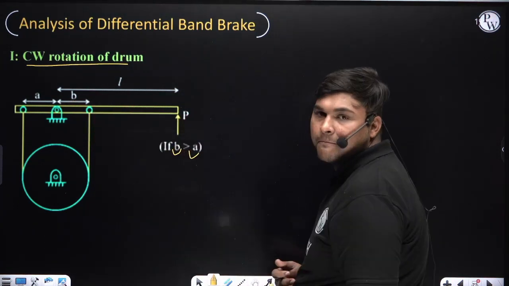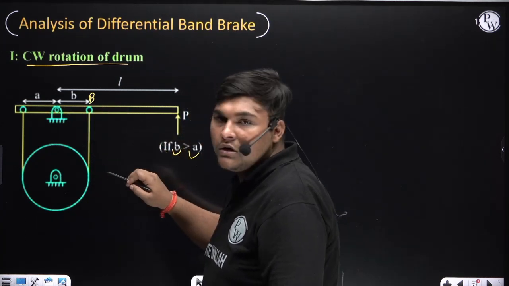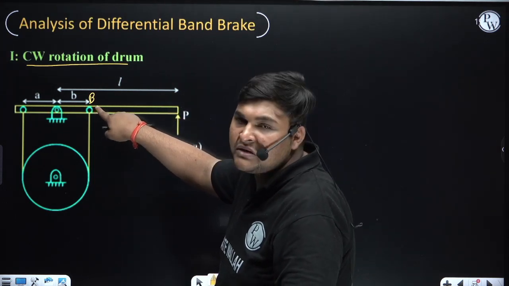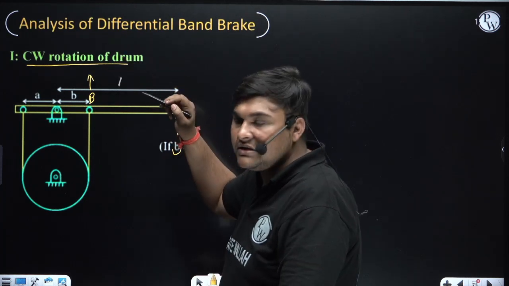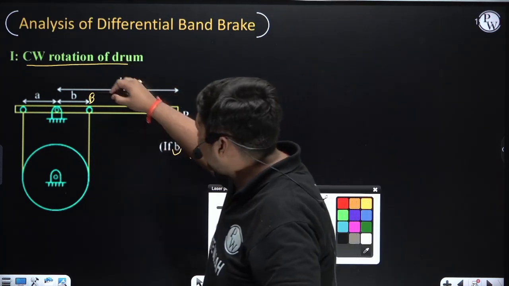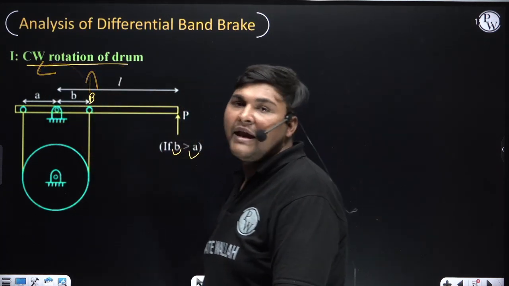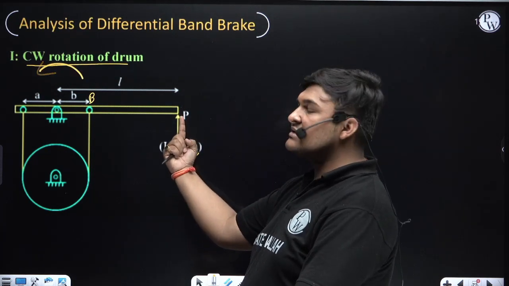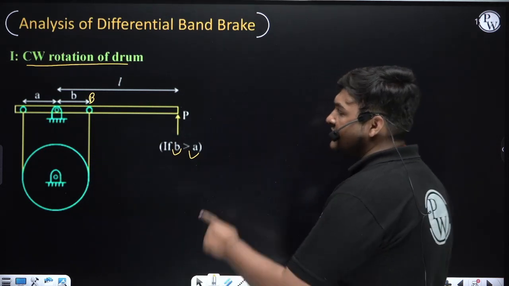Why sir? b is greater means this point's distance from the fulcrum is more. So to find the correct direction of braking effort, the motion of point B should be such that it is trying to elongate the band. For that point B should move in this direction. For that the lever should rotate about the fulcrum in anti-clockwise direction. To rotate the lever in anti-clockwise direction, we need to apply braking effort in this direction, because this direction is trying to rotate the lever in anti-clockwise direction. So this direction is correct.